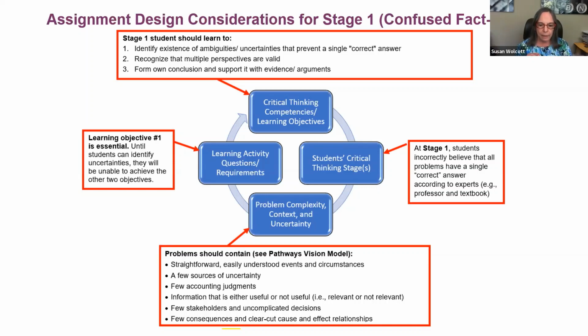Keep the events and circumstances fairly straightforward with just a small number of uncertainties and a small number of judgments, so that students can get their hands around it. And then keep in mind over here on the left that until the students recognize uncertainties, they will not be able to really make progress on the next two learning objectives. So our biggest goal with students at stage one is to help them recognize uncertainties.